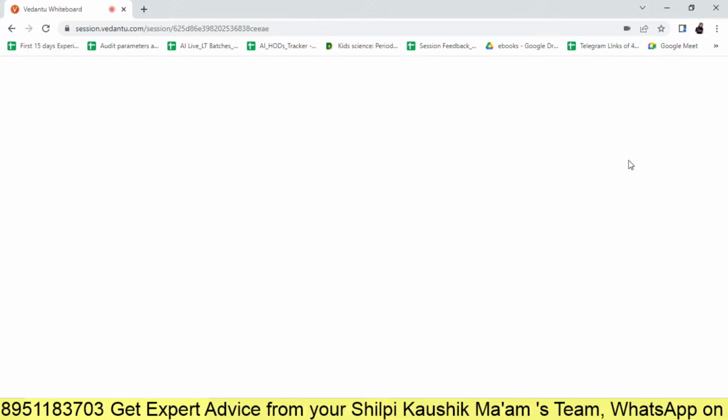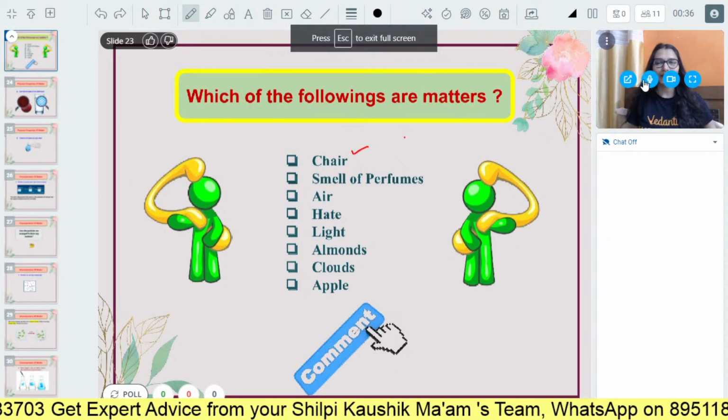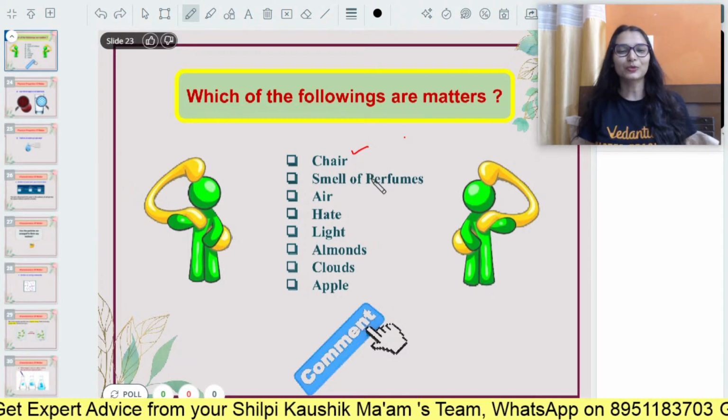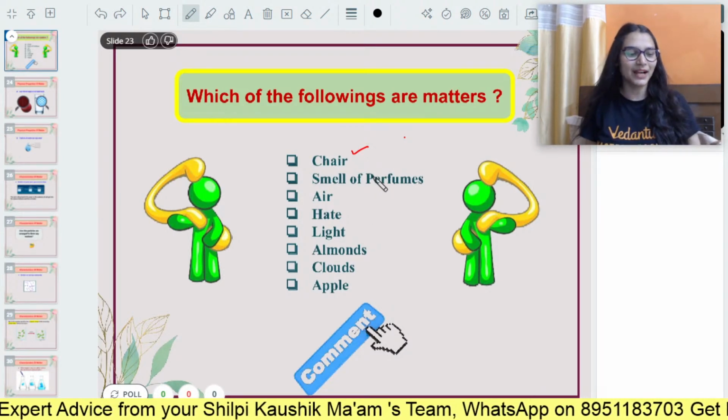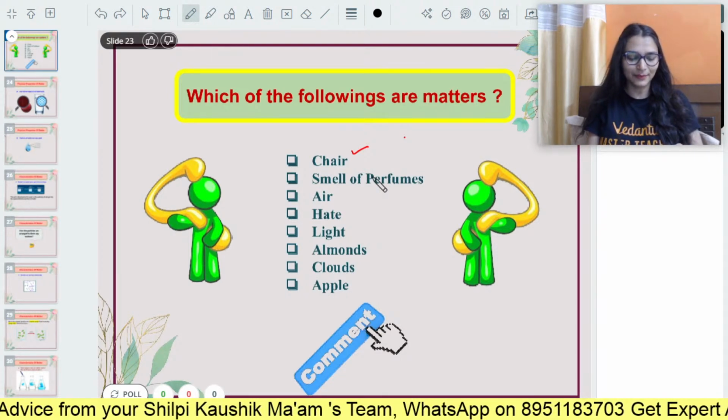Tell me guys, is chair matter? Yes or no? Everybody, yes. It occupies some space. It has some mass. You can move the chair, isn't it? Yes, definitely it is matter.